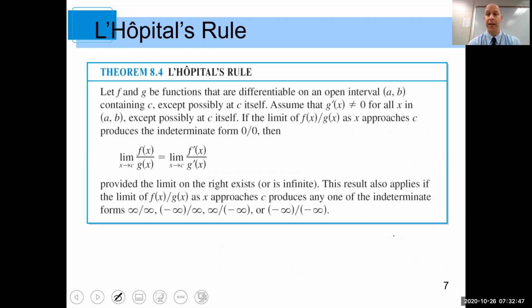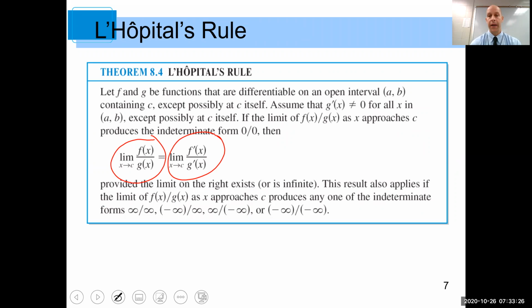I want to read it to you because I need you guys to have a better grasp of when to use it and when not to use it. So let functions f and g be differentiable on the open interval except for possibly at c. Assume that g prime isn't equal to 0 because we're not allowed to divide by 0. If the limit of f of x divided by g of x as x approaches c produces an indeterminate form of 0 over 0, then the limit of the quotient of the functions is equivalent to the limit of the quotient of the derivatives of the functions, provided this limit exists.